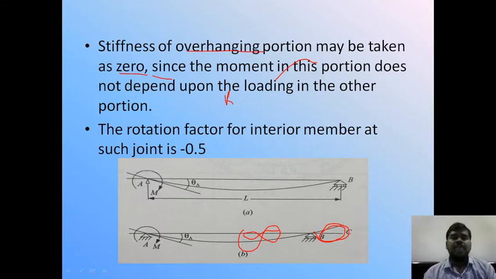Next, the rotation factor for the interior member at such a joint is minus 0.5. This has to be noted. The rotation factor is minus 0.5.